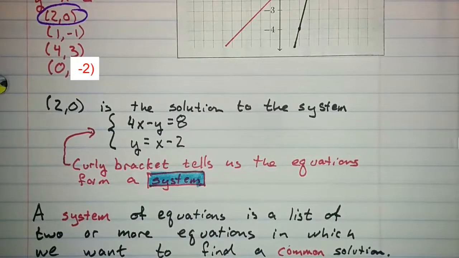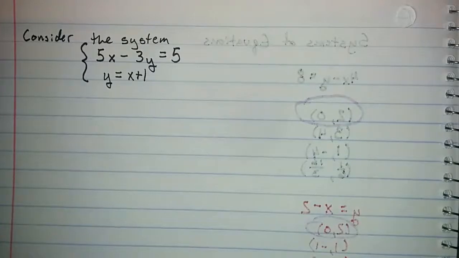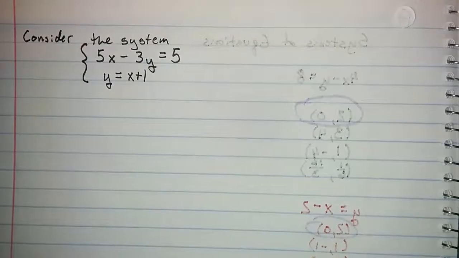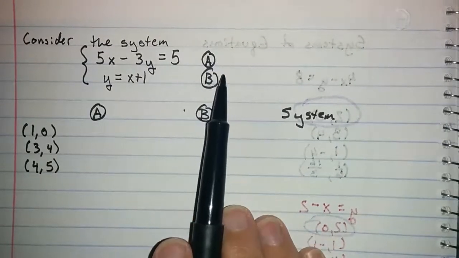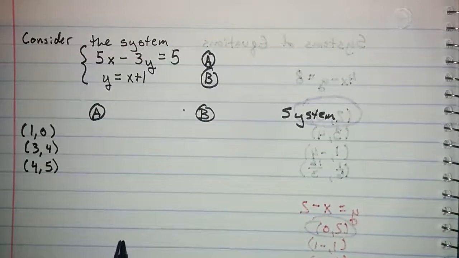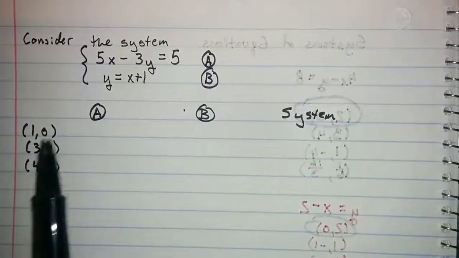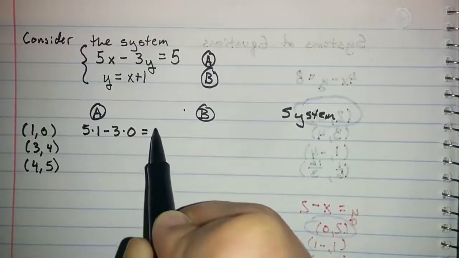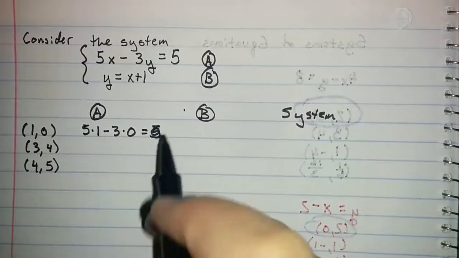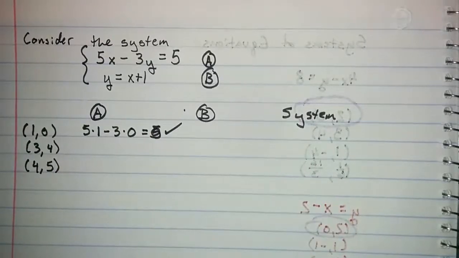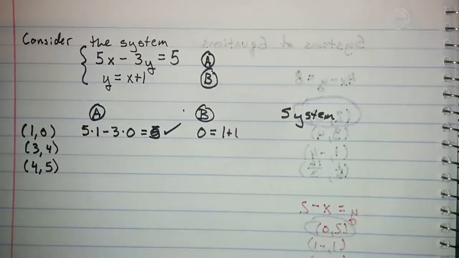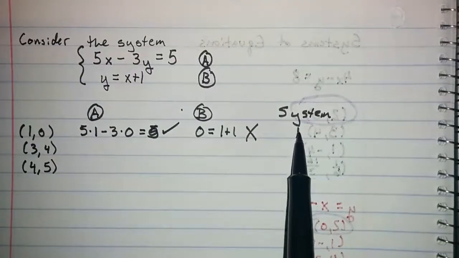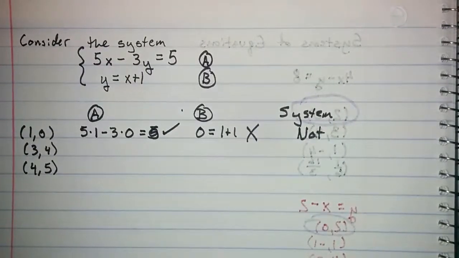So just for example, let's consider this system of two equations: 5x minus 3y equals 5 and y equals x plus 1. Now I've labeled the equations A and B just so we can refer to them easily. Clicking in to A, we see that 5 times 1 minus 3 times 0 does equal 5. So this is a solution to A. However, 0 is not equal to 1 plus 1. So this is not a solution to the system.